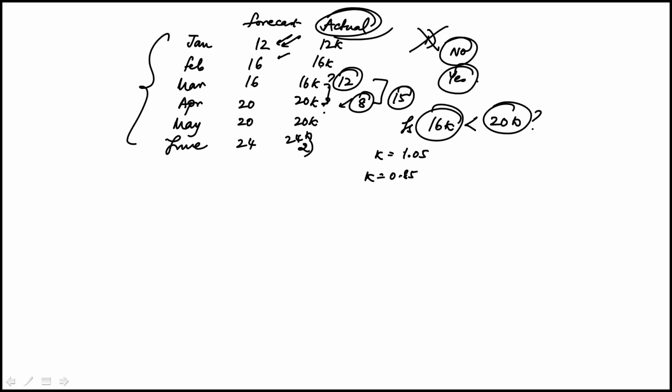But notice in all these cases, there is a linear relationship between the forecast and the actual, and that's represented by this constant. And so statement 2 alone is sufficient. March would always be less than that of May, because no matter what K is, 16K will always be less than 20K. So 2 alone is sufficient. The answer is B.